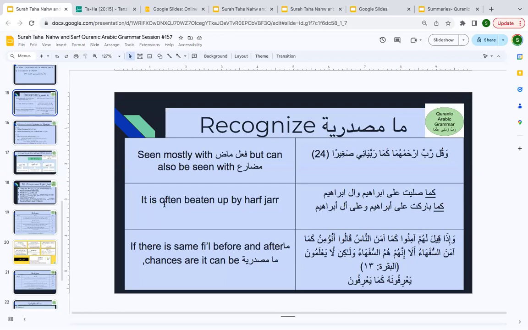It is often preceded by harfjar, and you can see here kama sallaita, kama barakta. Right? The fail that is going to be before it and after it is going to be the same. It's not true for this one, right? You don't see tas'a before. So yes, this slide is very, very helpful for our beginners to understand and to label most of the masdariya in Quran and in hadith, in duas, but it may not be a 100% correct way. There is always going to be more to it, and you have to go over these concepts as well.